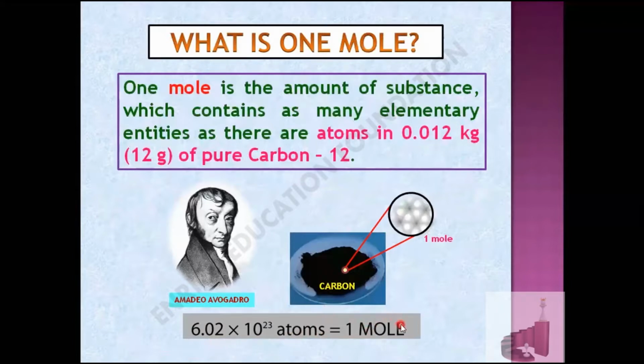So any substance which has this many number of atoms present in it is called the mole of that substance. So 1 mole of the substance is that amount of substance which contains as many elementary entities as there are atoms in 0.012 kg or 12 grams of pure C12.